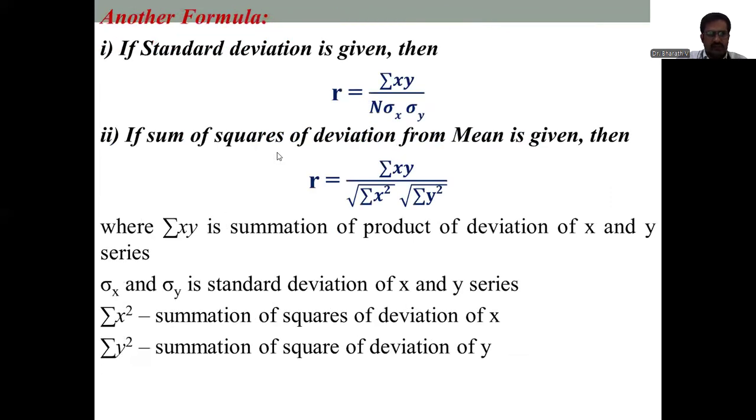The other formula: if the standard deviation is given in the problem, we calculate the correlation directly. The r value equals the sum of xy divided by n multiplied by the standard deviation of x and the standard deviation of y. If the sum of squares of deviation from the mean is given, as in some problems where they directly calculate the sum of squared deviations from the mean of x and y, then how do we calculate the correlation? Correlation equals the sum of xy divided by the square root of the sum of x squared multiplied by the square root of the sum of y squared.